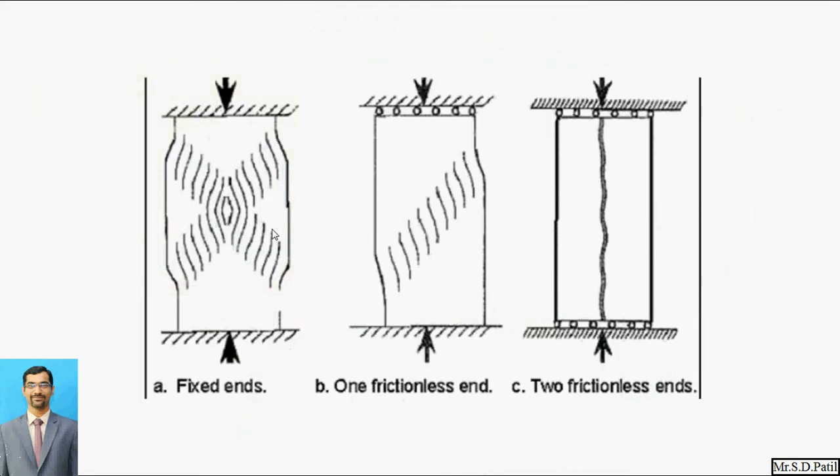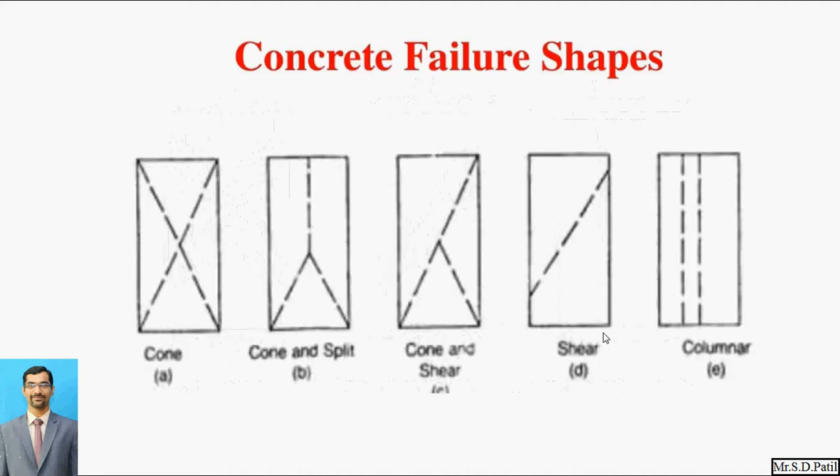These are for the fixed end, how the fracture appears. One frictionless end and two frictionless ends, these are the fractures. Here is how concrete failure appears for the different shapes. For the cone shape it is like this. For cone and split it is like this. When cone and shear occur, this will be the fracture portion. When shear failure occurs, this will be the fracture portion. And when columnar failure occurs, this will be the fracture portion.